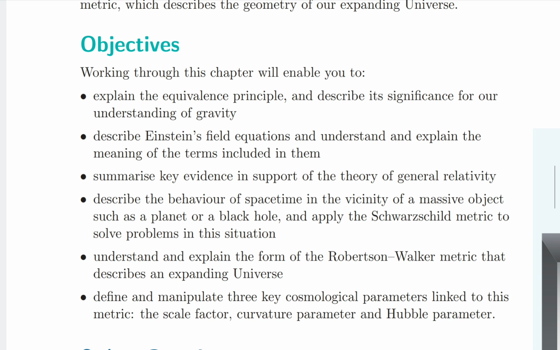Describe the behavior of spacetime in the vicinity of a massive object such as a planet or a black hole, and apply the Schwarzschild metric to solve problems in this situation. Understand and explain the form of the Robertson-Walker metric that describes an expanding universe. Define and manipulate three key cosmological parameters linked to this metric: the scale factor, curvature parameter, and Hubble parameter.